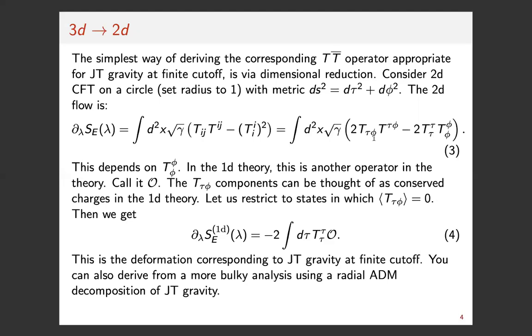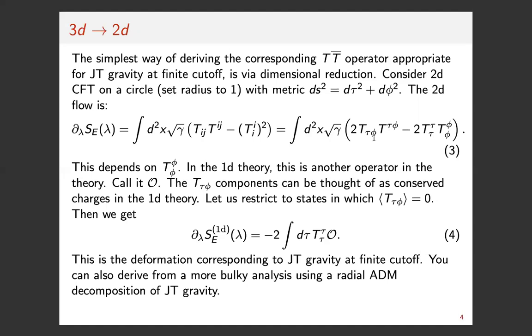But I should also note that this particular flow equation you can also derive from the gravitational side by looking at the Wheeler-DeWitt equation in 2D JT and decomposing the metric in some sort of radial ADM decomposition. I'll not do that here in this talk, but you're more than happy to ask questions about it, and we can talk about it later, or you can look it up in the paper.